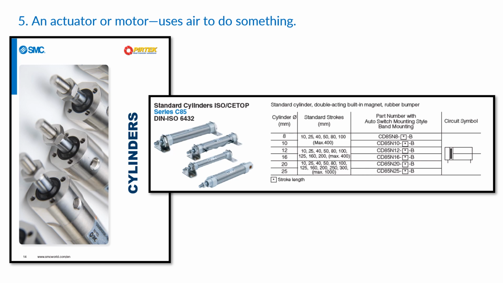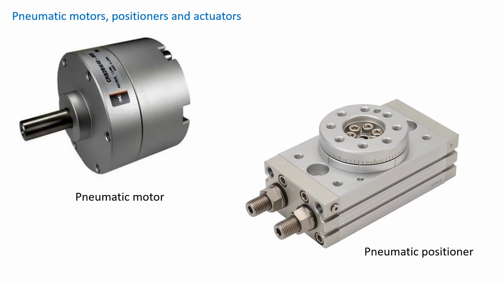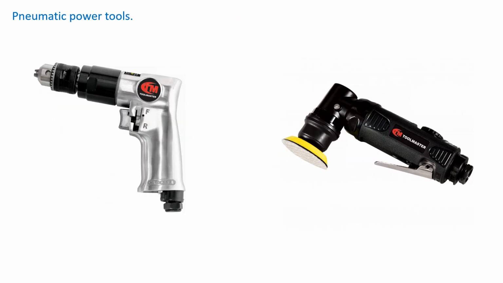The final component of a pneumatic system is the actuator, or the part of the system that does the work. Compressed air can be used to drive motors. Compressed air can be used to control actuators. Positioners and pneumatic clamps are some examples of actuators. Pneumatic power tools are a common sight in manufacturing and maintenance.